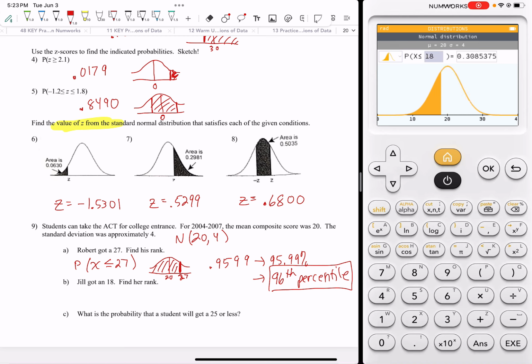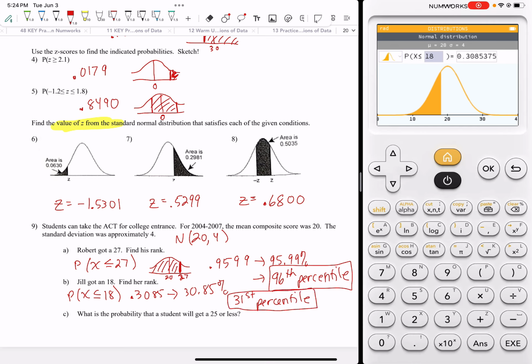Okay. So at the top is her score, the 18 there. So again, we're looking at this when x is less than or equal to 18. The probability that that will happen is 0.3085. This turns into 30.85%, which means she is in the 31st percentile. That is her rank.